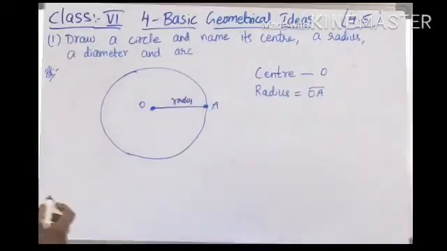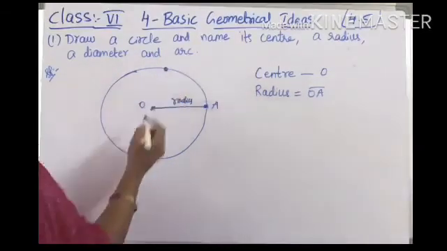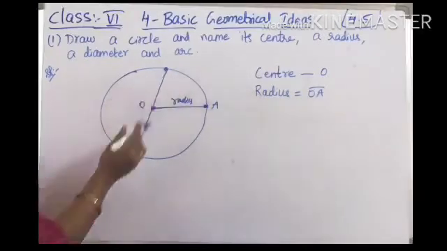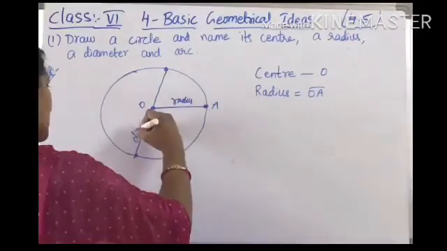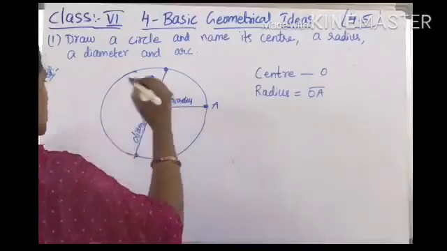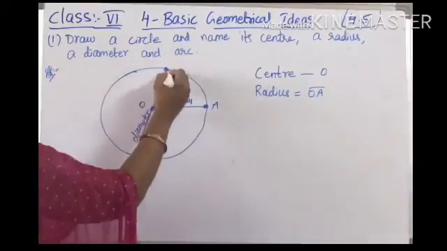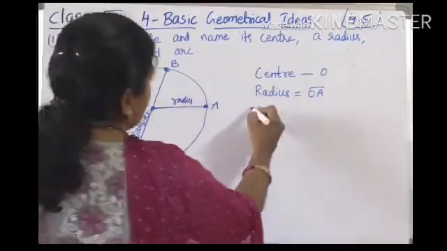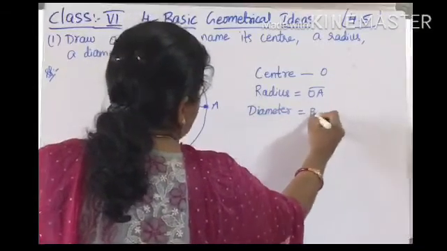Next, diameter. What is diameter? A line segment joining any 2 points on the circle and passing through the center. If I draw a line segment like this, it joins 2 points on the circle and passes through the center of the circle. This is nothing but the diameter, and the diameter is also a chord, the longest chord. Now name these points B and C. So the diameter here is BC, right?